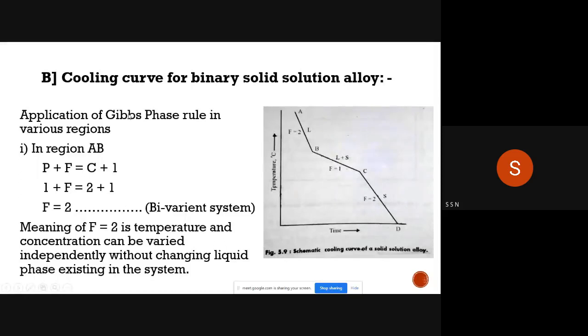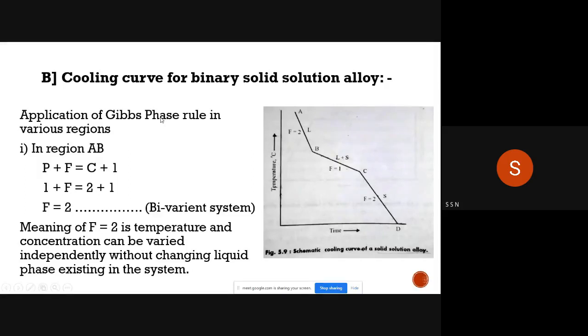Sometimes if F is equal to 2, what is meant by that? In the next consecutive cooling curves, you will get F equal to 2. So F, the degree of freedom, is equal to 2. That means the system is bivariant, that means 2 degrees of freedom are there.